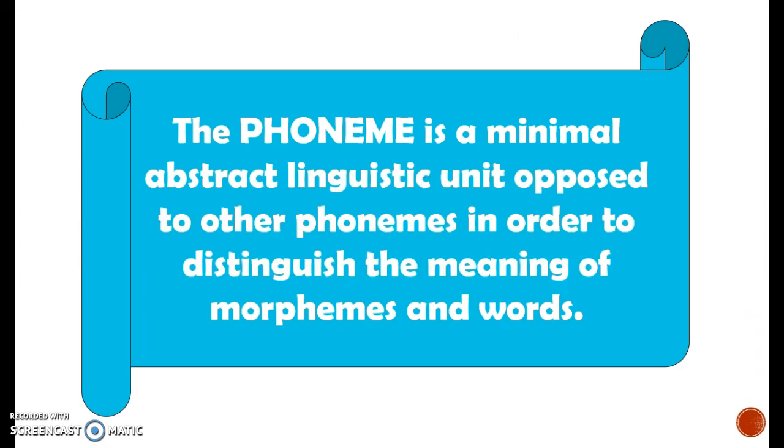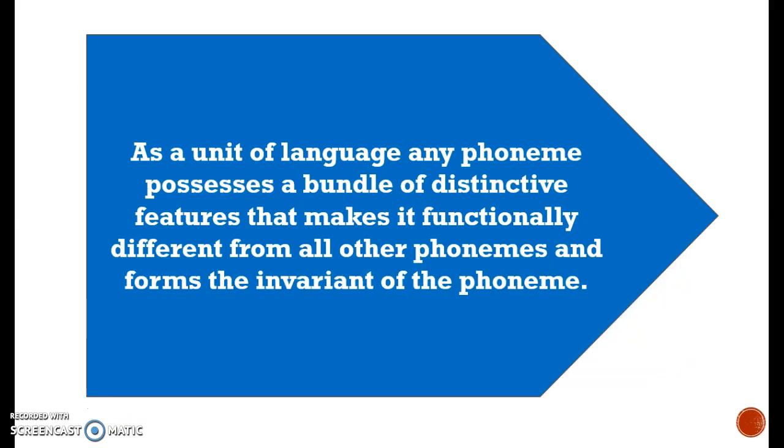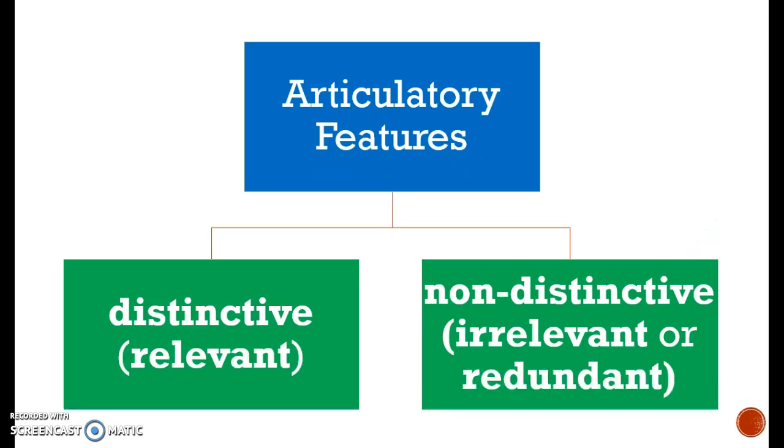The phoneme is a minimal abstract linguistic unit opposed to other phonemes in order to distinguish the meaning of morphemes and words. So, as a unit of language, any phoneme possesses a bundle of distinctive features that makes it functionally different from all other phonemes and forms the invariant of the phoneme.